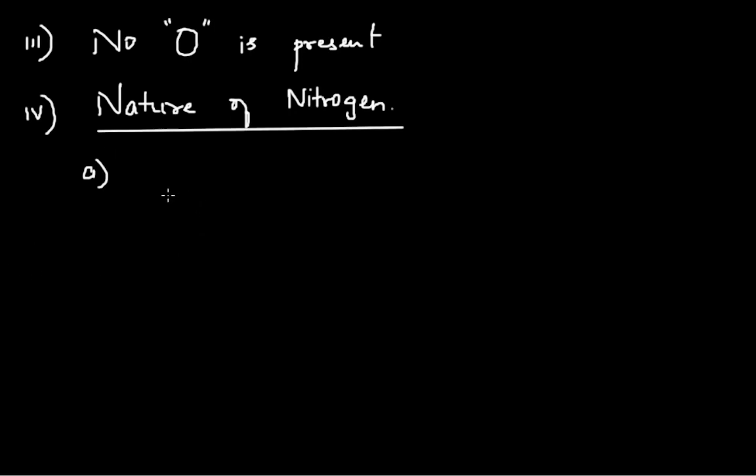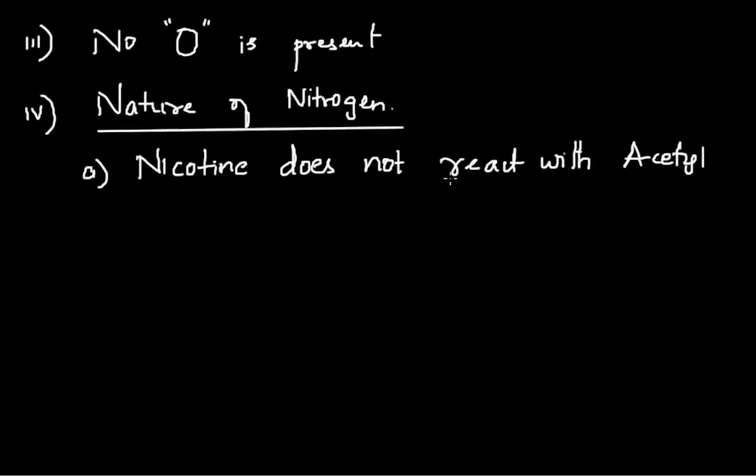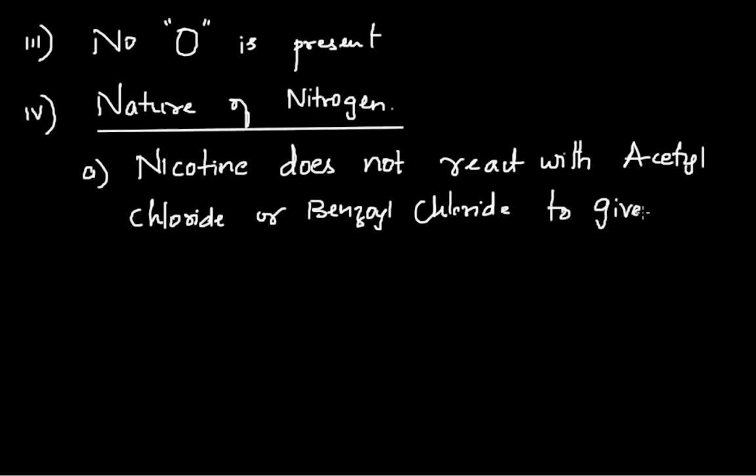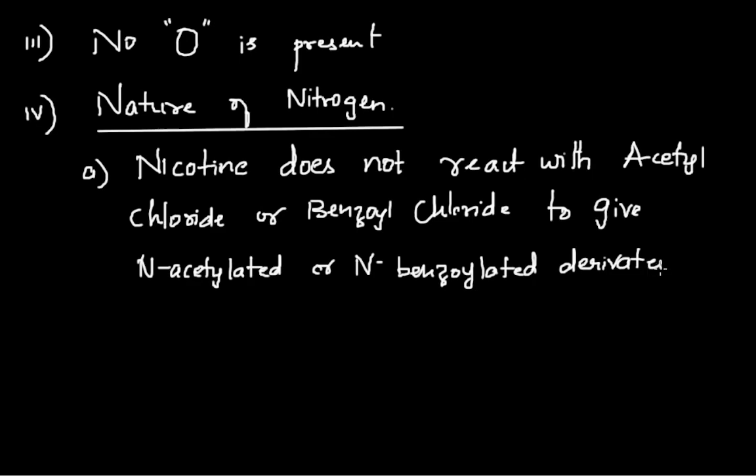So you apply whatever I have taught in the class. Let us see. Nicotine does not react with acetyl chloride or benzoyl chloride to give N-acetylated or N-benzoylated derivatives. So C10H14N2, on reaction with acetyl chloride or benzoyl chloride, RCOCl, in presence of NaOH, no reaction occurs.